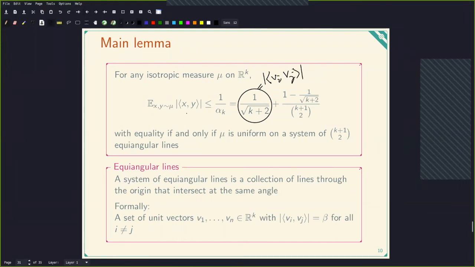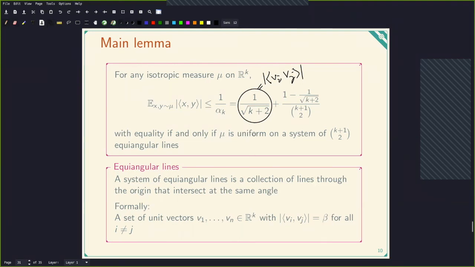So here what's going to happen? Well, most of the time, if I pick x and y independently, I'm going to get x and y being different. So that's 1 over square root of k plus 2, except on the diagonal, when I actually pick the same one. There I'll get 1, so I should modify that. And the probability that I actually pick the same vector is 1 over k plus 1 choose 2, because that's how many vectors I have. So this expression is coming from exactly what you would get from this system of equiangular lines.